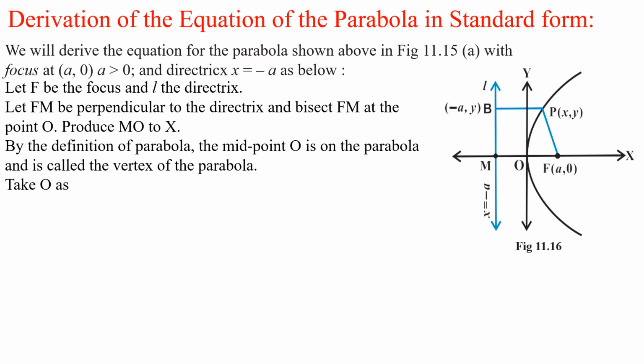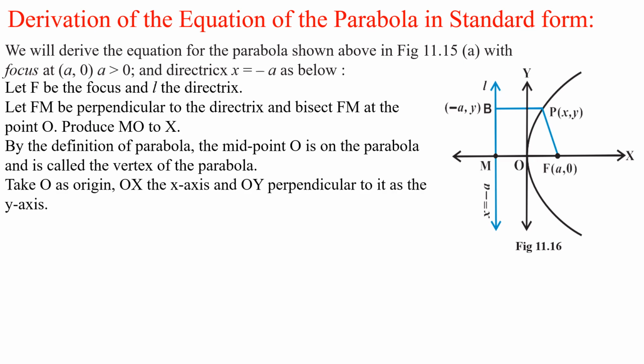Take O as origin, OX the x-axis and OY perpendicular to it as the y-axis. Now let us assume that this point O is the origin and this OX line is taken as the x-axis, and OY is perpendicular to this OX and it is taken as the y-axis. Understood this step?